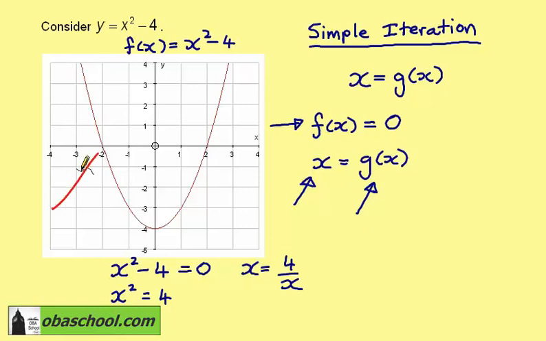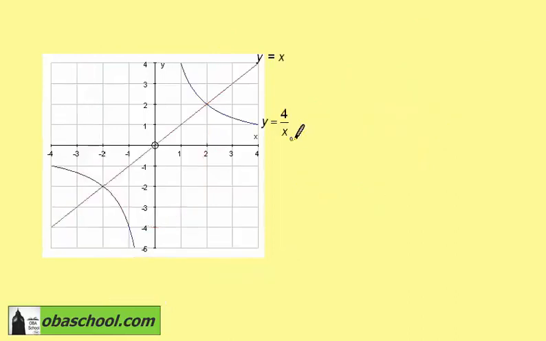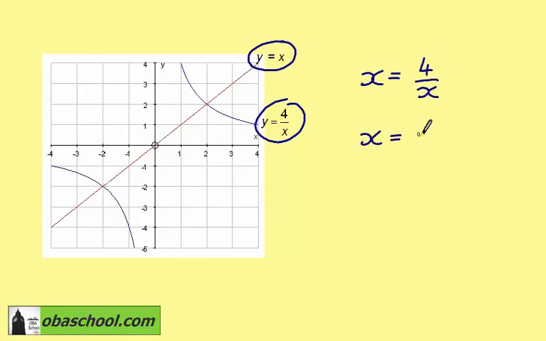Note by looking at the graph that for this equation we do know the exact solutions. We know the solutions to f of x equals 0 are at minus 2 and 2. Here we have y equals x and y equals 4 over x. The points of intersection are the solutions to the equation x equals 4 over x. This is of the form x equals g of x, which we know we need in order to perform simple iteration.